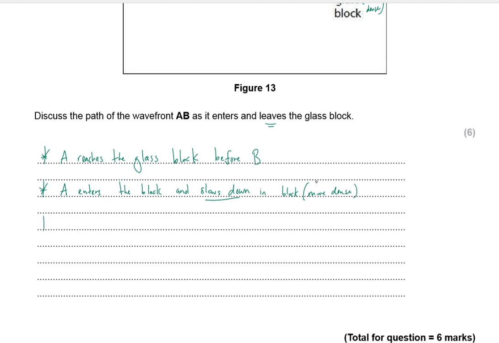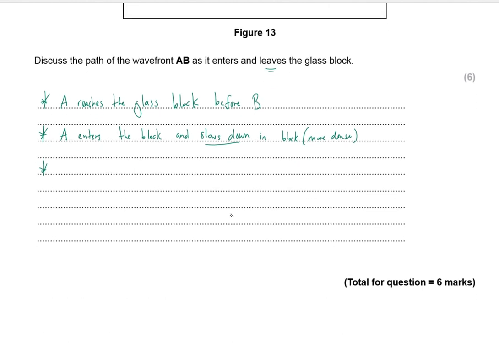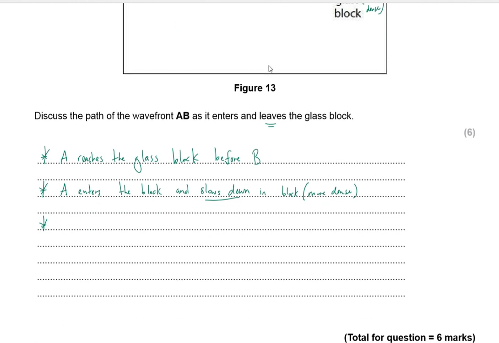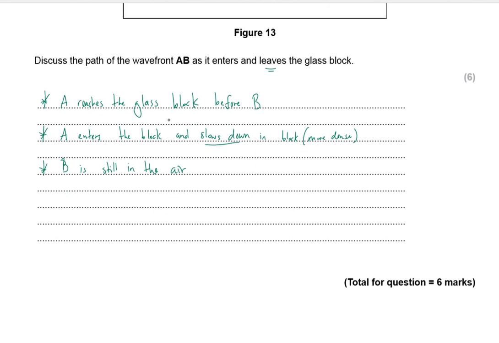So what's happening at this particular point? As A enters, let me just draw this again. A is the one that's going to slow down, and when slowed down, it's going to bend. But look at B. B is still in the air. So these are the first 3 points which you need to say.